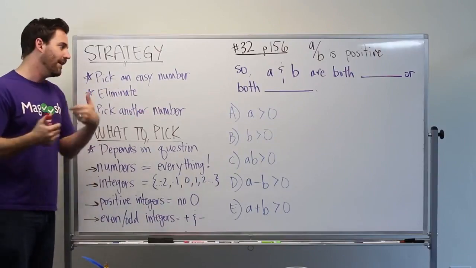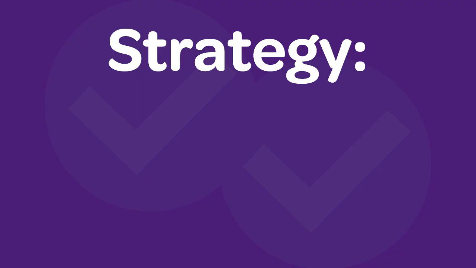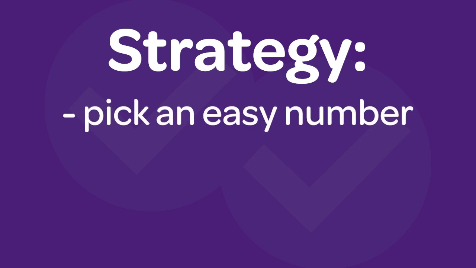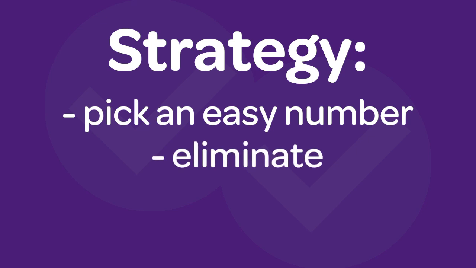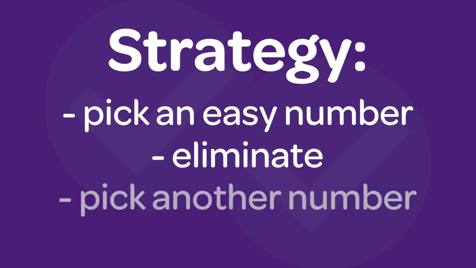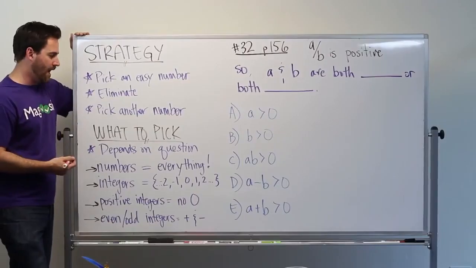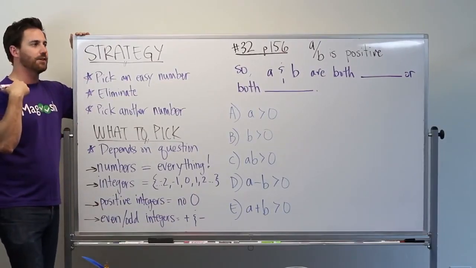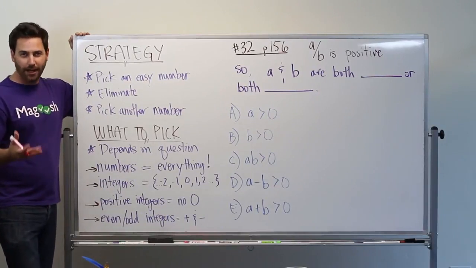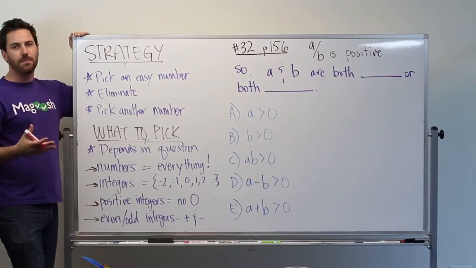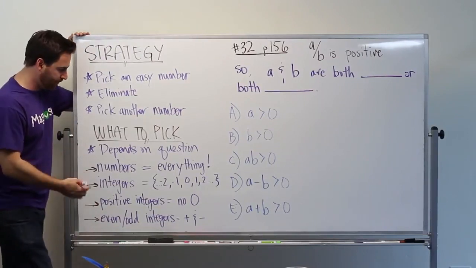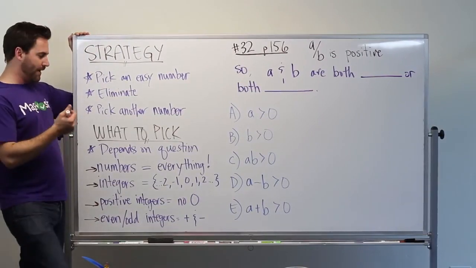So the strategy here is, because you are dealing with variables, you're going to be picking numbers. Make sure that you pick an easy number to start with. Eliminate answer choices. Maybe you eliminate 3, then go back and pick another easy number. Continue to eliminate until you're left with 1 answer choice. So you want to focus on speed, but also accuracy here. You can be efficient if you're smart about picking your numbers. And so that begs the question, what to pick?